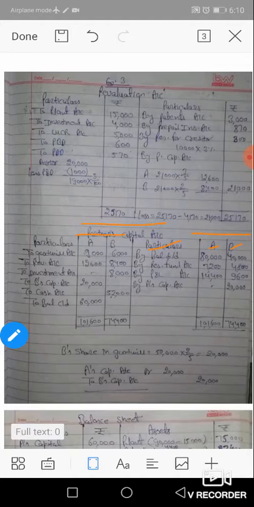But reserve fund is a free reserve and we can transfer it to partners capital account. So by reserve fund is a profit. Reserve fund amount 12,000 divided between A and B in 3 is to 2. So by reserve fund 7,200 and 4,800, ratio 3 is to 2. Next, P&L. P&L amount 24,000 is also a profit. So by P&L divided in 3 is to 2, 14,400 and 9,600. Okay, this is our liability side complete.